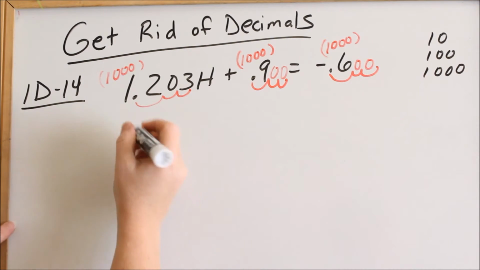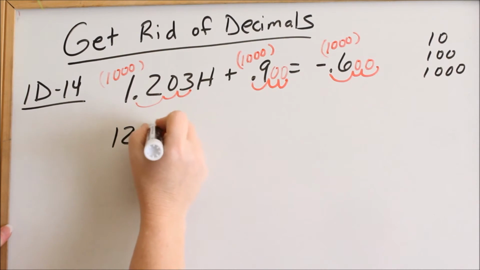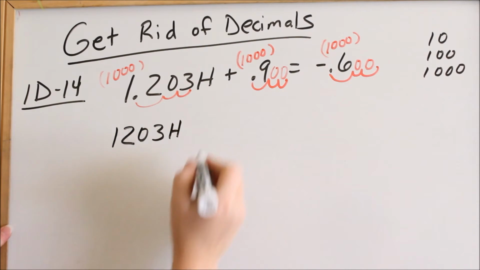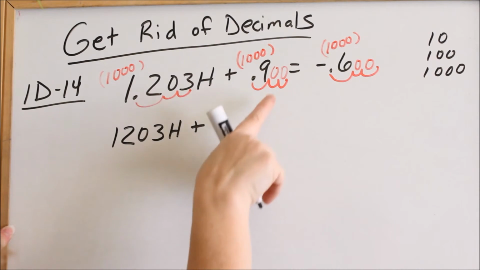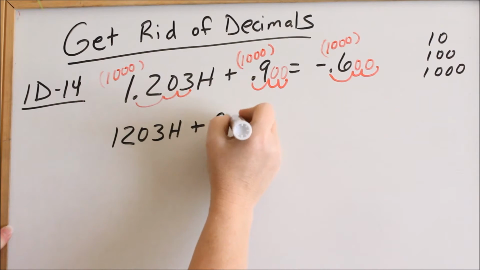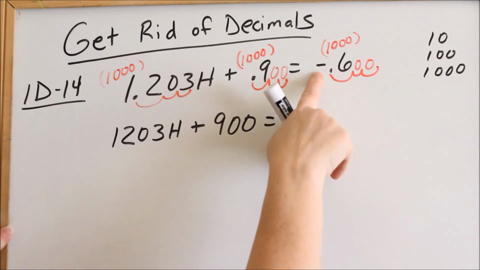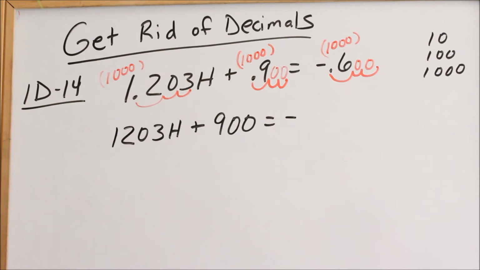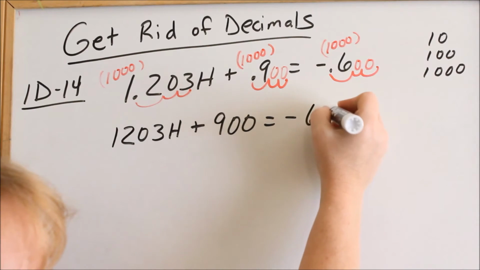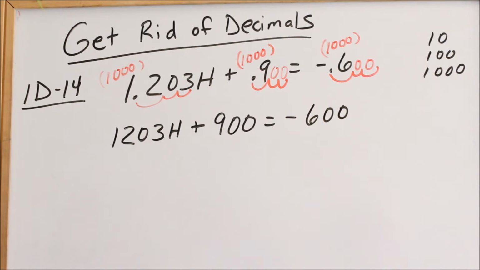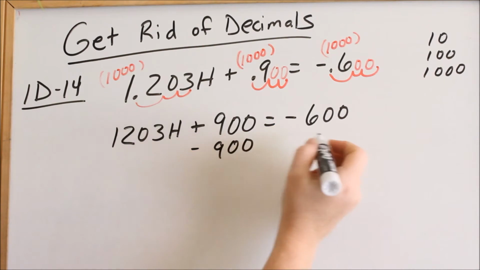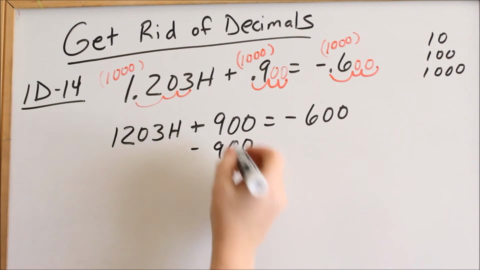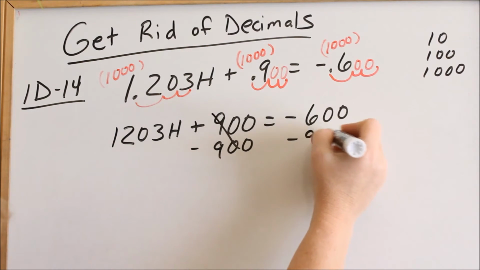So this new number now becomes 1,203. Don't forget your variable. When you multiply 0.9 by 1,000, moving your decimal place over 3 and adding your zeros, that becomes 900. Don't forget your negative. When you move your decimal place over 3 times 0.6, it becomes 600. Now this is just algebra. Okay, move my whole numbers to the other side to get them with my numbers. I'm adding 900. I need to subtract 900 from both sides.